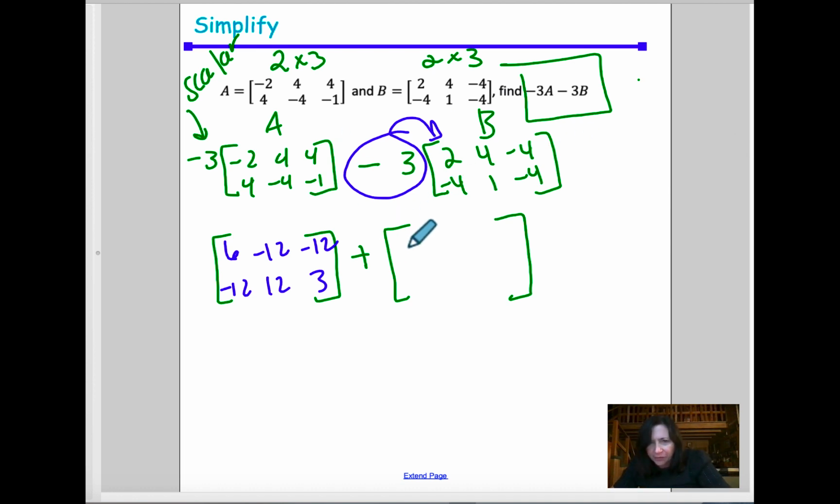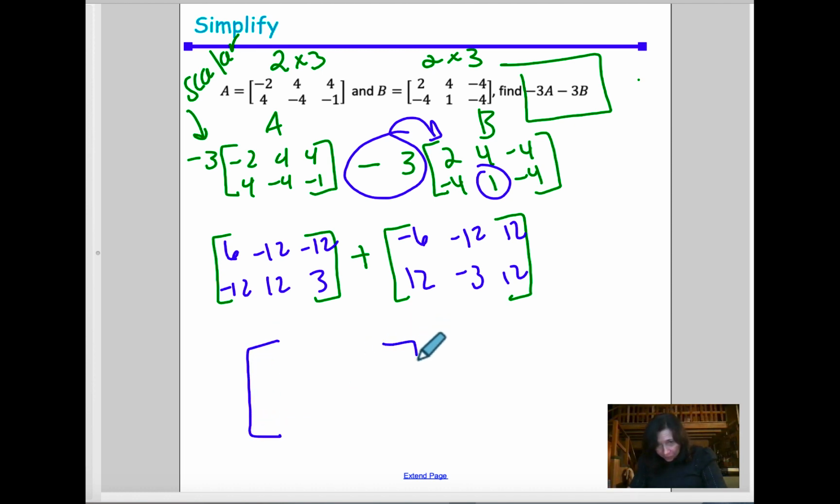So negative 3 times 2 is negative 6. Negative 3 times 4 is negative 12. Negative 3 times negative 4 is positive 12. Negative 3 times negative 4 is positive 12. Negative 3 times 1 is negative 3. And negative 3 times negative 4 is positive 12. And so I have a 2 by 3 plus a 2 by 3, and that's going to yield another 2 by 3. And now I just have to add the corners.